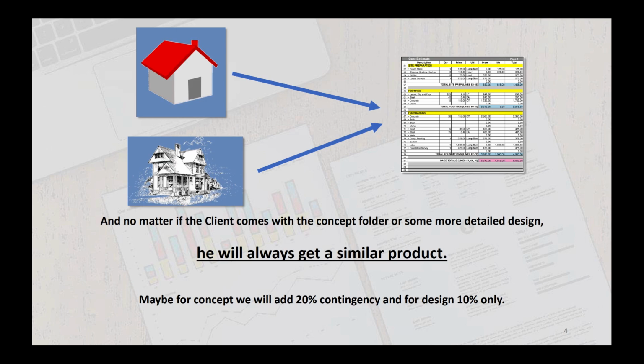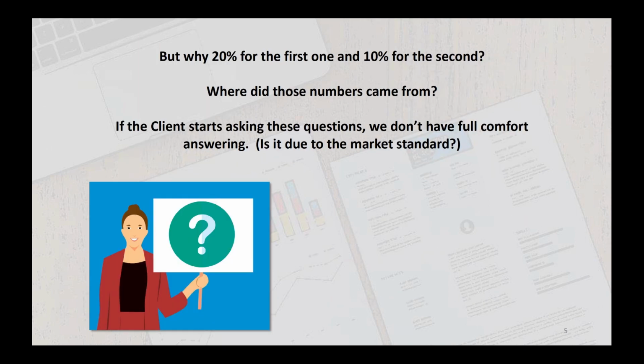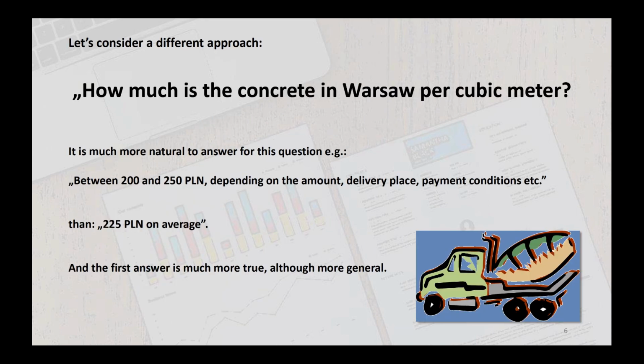For the concept and for the very initial stages, usually a higher contingency is added. But why is the contingency set at 20 or 10%, and where did these numbers come from? It is something that the client is prepared for and everybody accepts because it's always been like this. But let's consider a different approach.